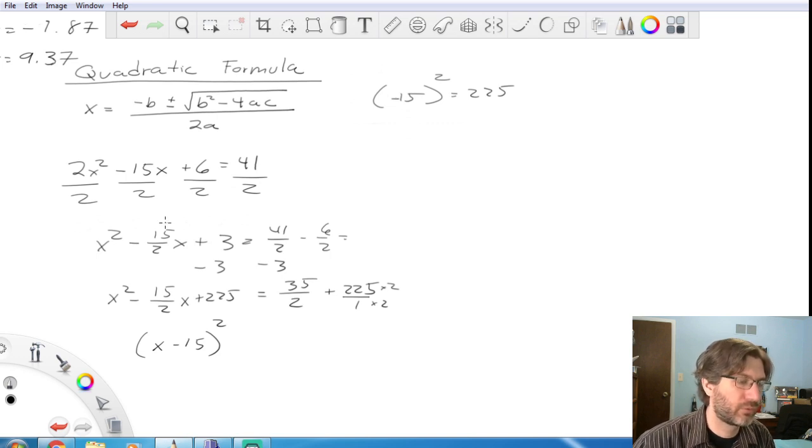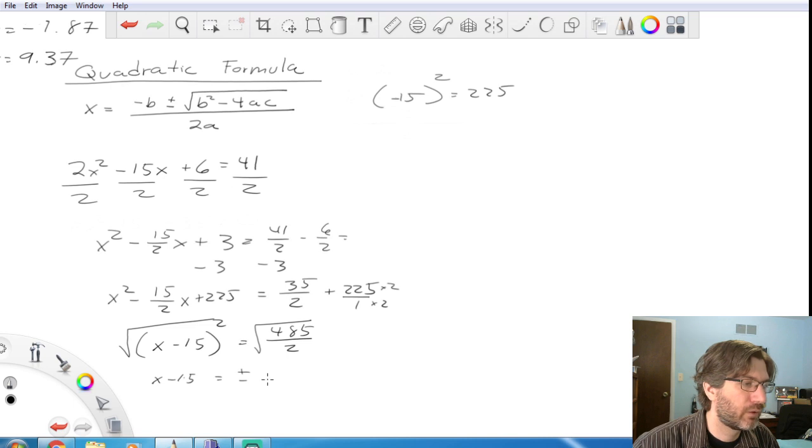225 times 2 is 450 plus the 35 gives us 485 over 2. Go ahead and take the square root of both sides, and you're going to get x minus 15 equals plus or minus. I don't think a square root of either of that is going to do any good. You could play with your radical, but I'm not sure you know how to do that yet. 485 over 2.